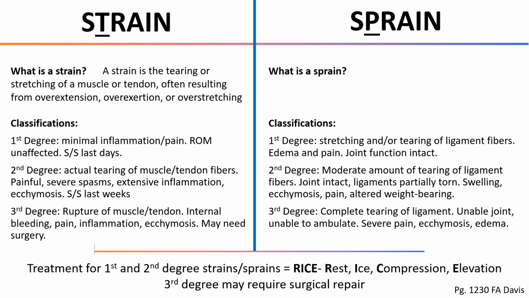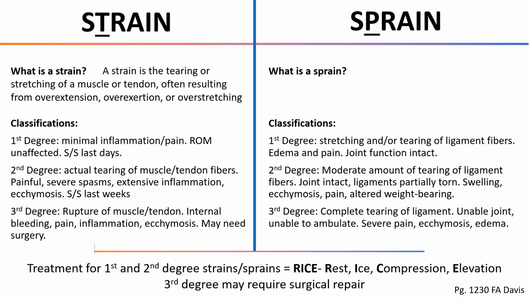A second degree strain results from actual tearing of the muscle and tendon fibers. This injury is often painful with severe muscle spasms, extensive inflammation, and ecchymosis or bruising that appears several hours or days after the initial injury. Symptoms can last for several weeks.